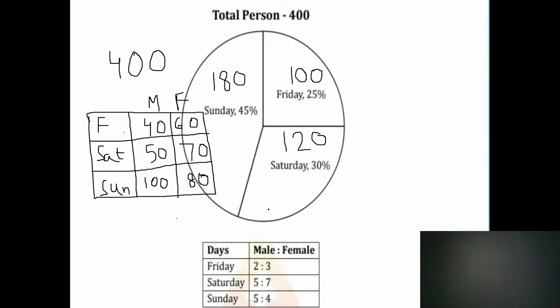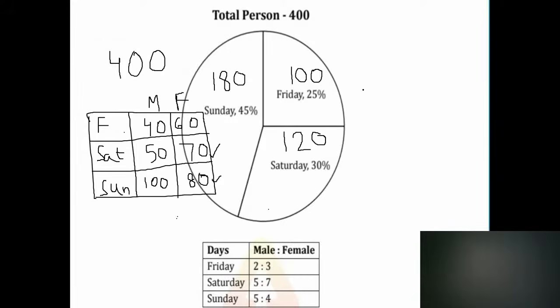Total females visiting the national park on Sunday and Saturday together. So females on Saturday and Sunday. From our given table, let us take the data for females on Saturday and Sunday. So it is 70 and 80. Females on Saturday is 70, females on Sunday is 80. We should add them because they said females on Saturday and Sunday together. So 70 plus 80 is 150.